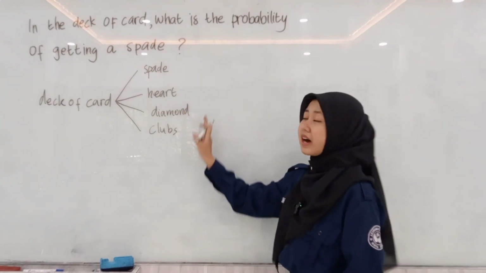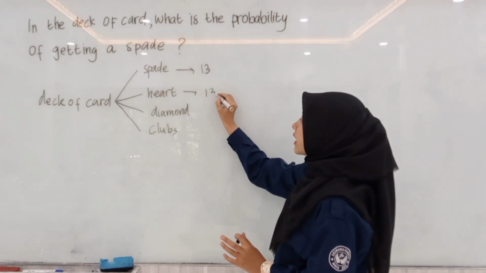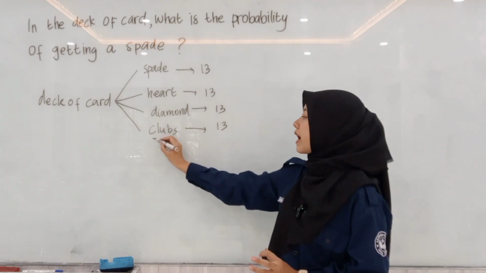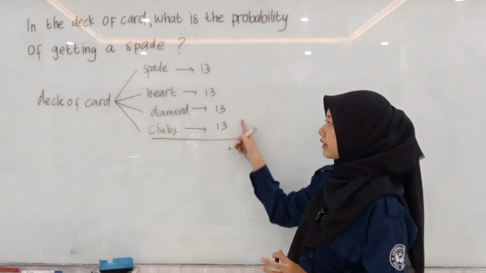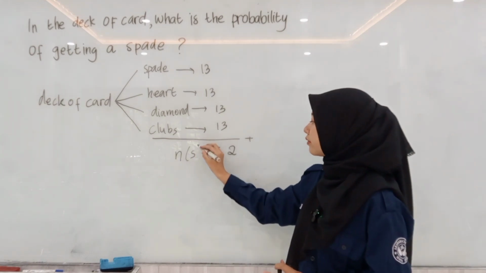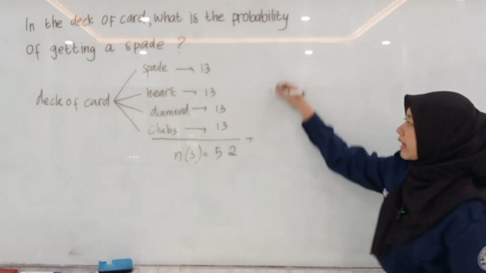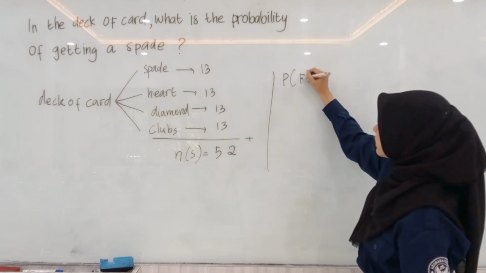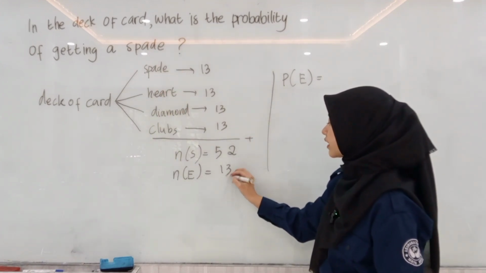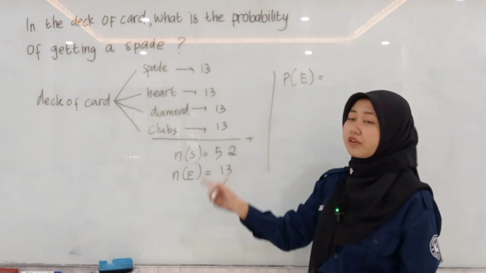And the number of each card, there are 13. So there are 13 cards of spade, and then 13 cards of heart, and also 13 cards of diamond, and then 13 cards of club. When I sum all of the numbers, there are 52 cards, and these 52 cards are the number of elements in the sample space, the total of the cards. From that information, we can calculate the probability of the event. We know the event is a spade. So the number of elements in the event is 13, because there are 13 cards of spade in the deck of cards.